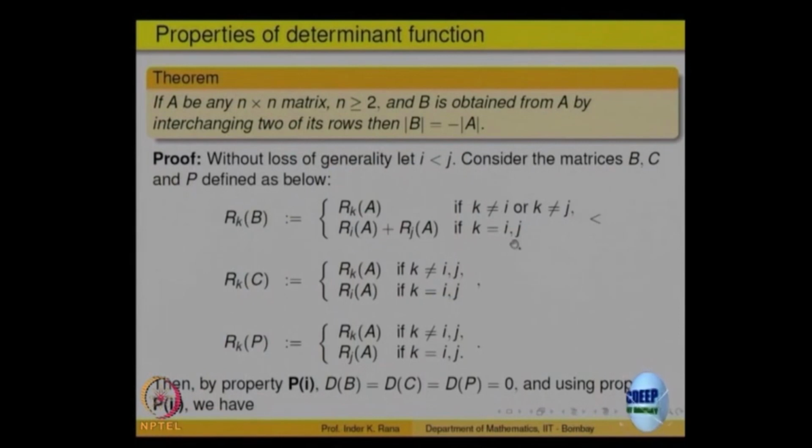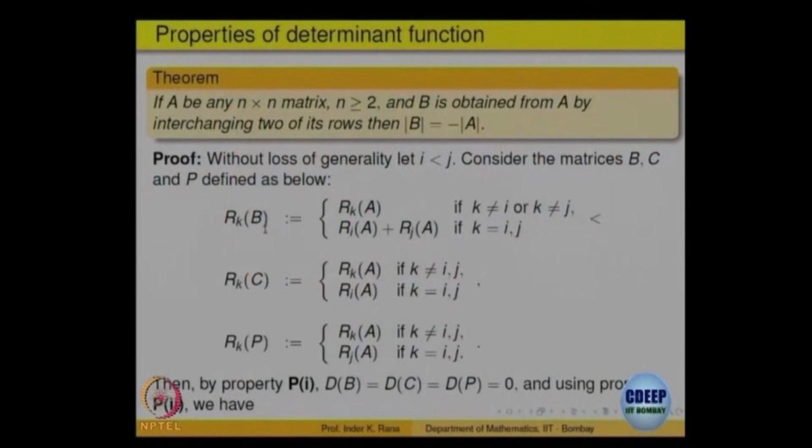So, using that i and j, I have constructed a new matrix, right. Now, in this new matrix, the ith and jth rows are the same, right. What is the ith row for this matrix? Ri plus Rj of A. What is the jth row? That also is. So, what is the determinant of this matrix by definition? By the very first property, if two rows are identical, then it should be 0. So, the determinant of B is 0, right.